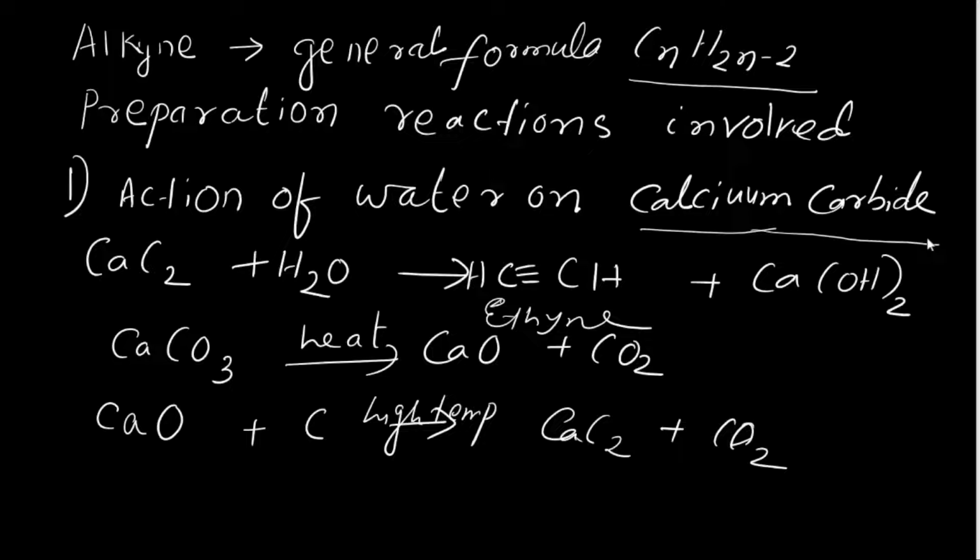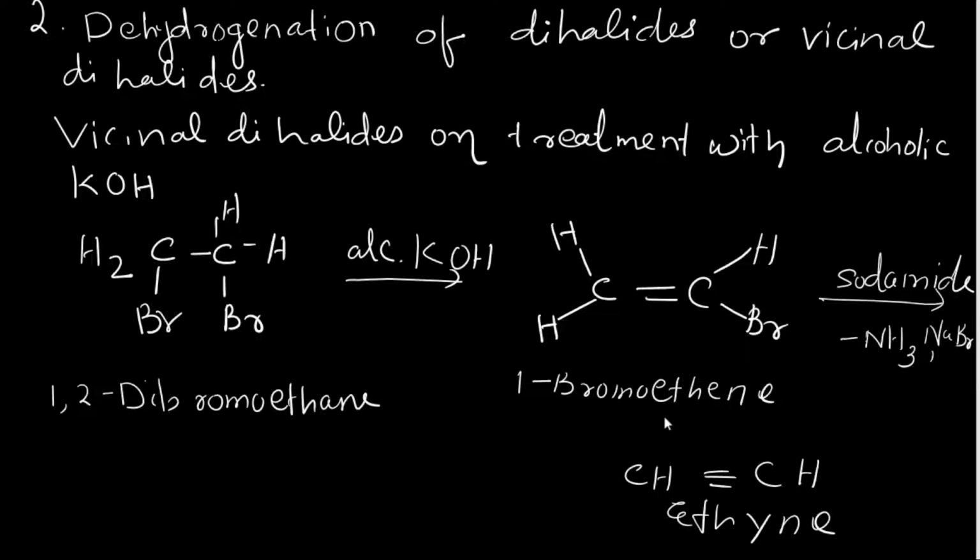Now how can you easily get a large amount of calcium carbide? Calcium carbonate on heating gives calcium oxide, known as quicklime, and carbon dioxide. And calcium oxide, when treated with carbon at high temperature, changes to calcium carbide and carbon monoxide. Then come to the other methods of preparation.